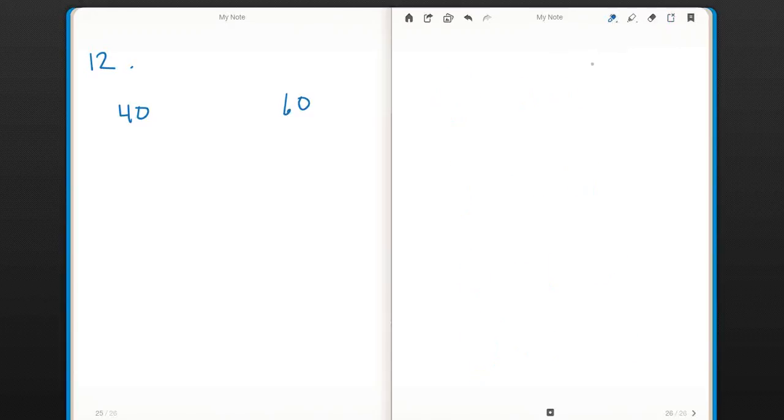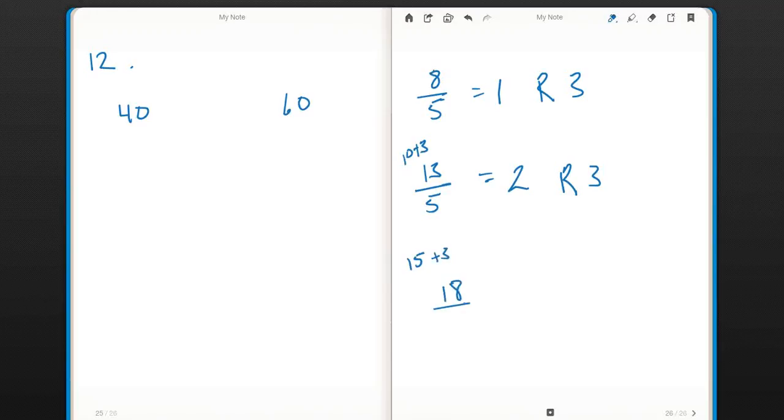Let's take this a step further. If I have 8 divided by 5, I get 1 with a remainder of 3. What's the next number that I have that's a remainder of 3? Well, that would be 13. Because my multiple is 10, if I add 3 to my multiple, that's going to give me 2 remainder of 3. My next multiple of 5 is 15, so 18 divided by 5 also gives me a remainder of 3.